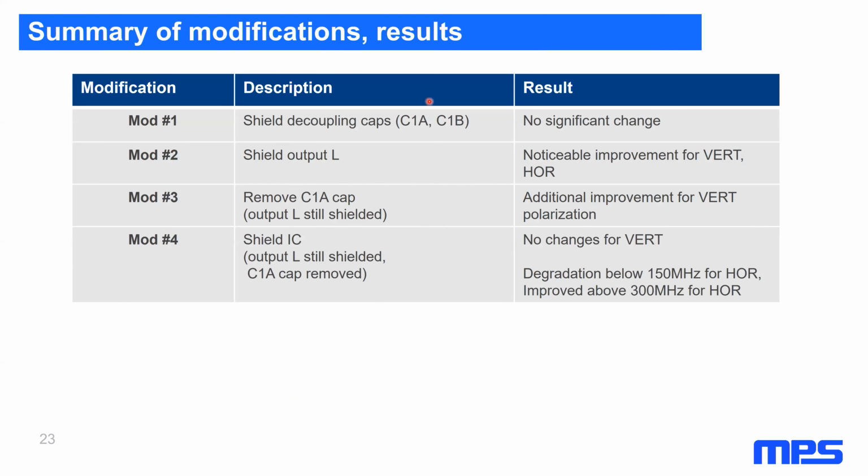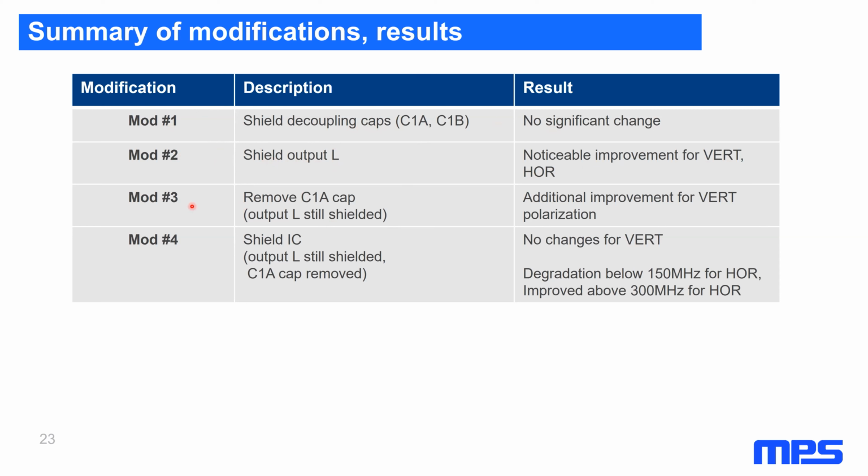So to summarize these modifications that we made and what we've been able to see in terms of improvement or no improvement: in modification 1, we shielded the input decoupling caps. We noticed no significant change. When we tried the second modification, which was putting a shielded tape over the output inductor, we had very noticeable improvement for both vertical and horizontal polarization.